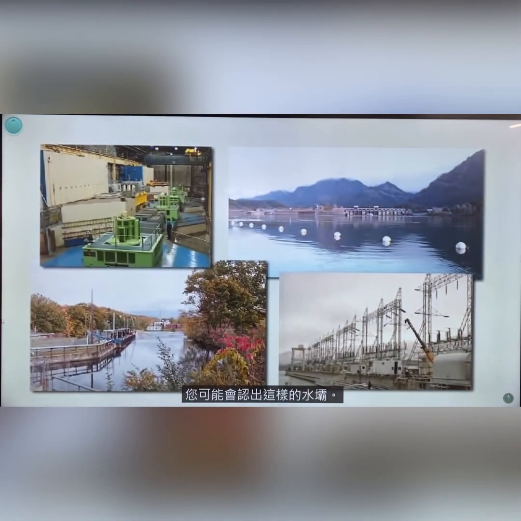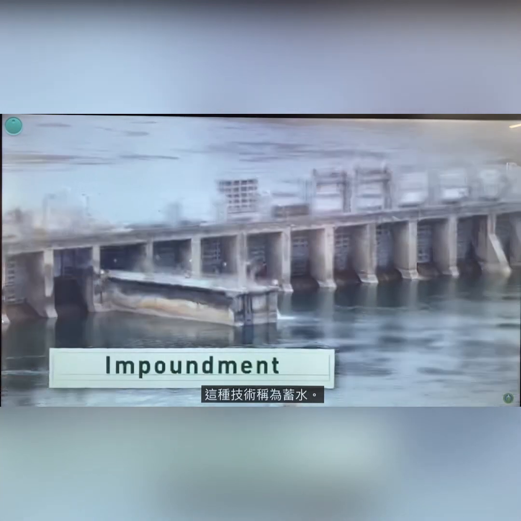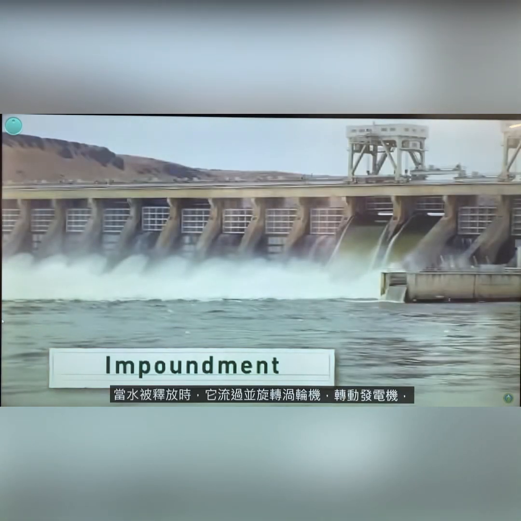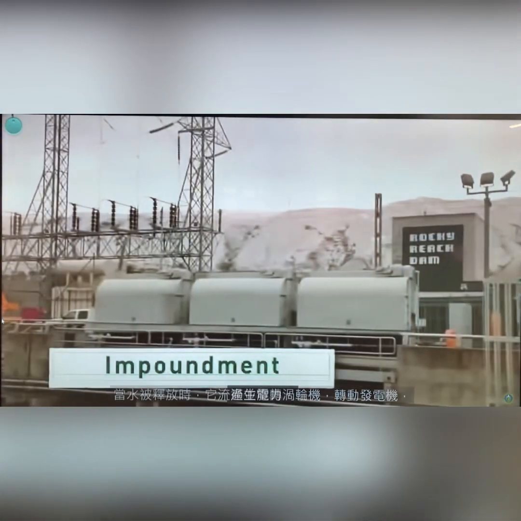You may recognize dams, like this one. This technology is called an impoundment. The impoundment stores water in a reservoir. When the water is released, it flows through and spins a turbine, turning a generator that produces electricity.